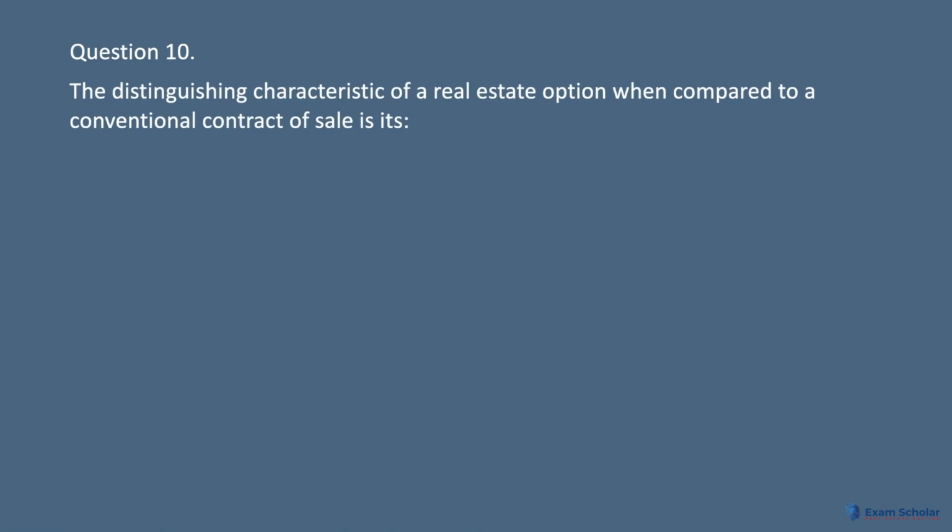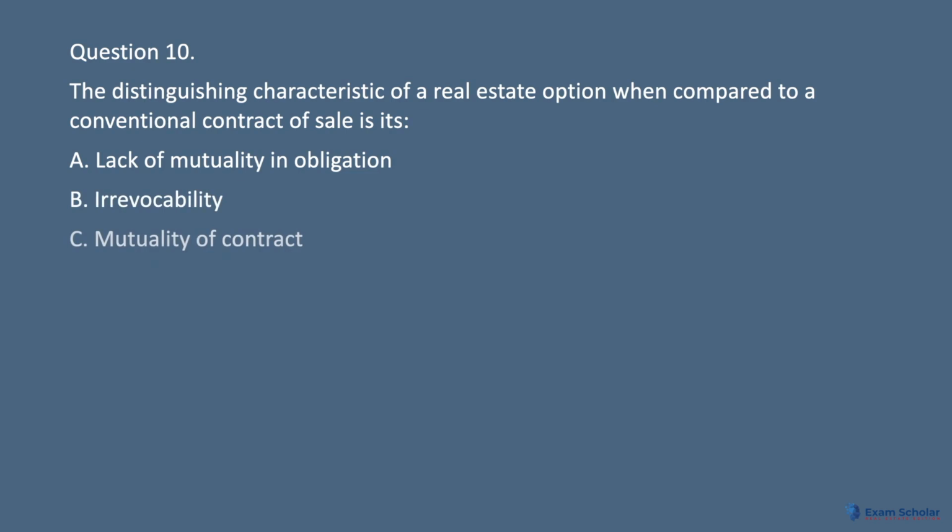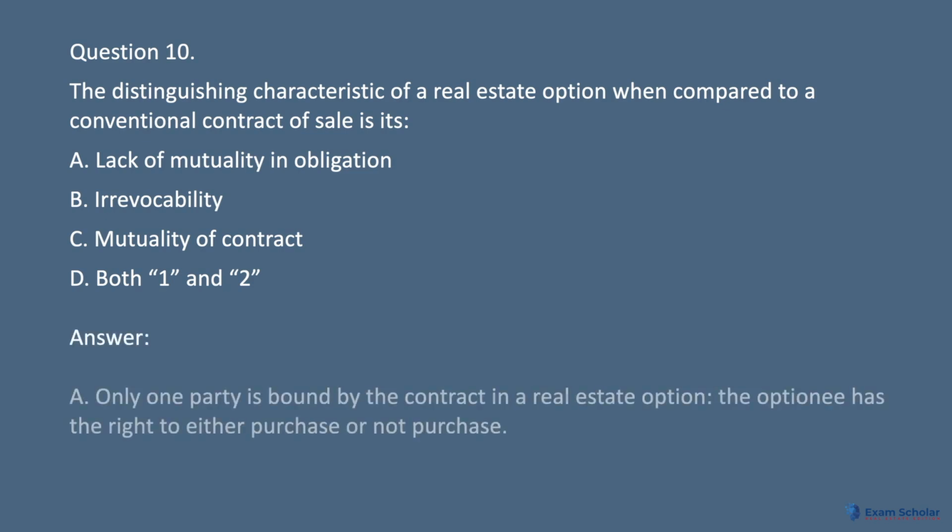Question 10. The distinguishing characteristic of a real estate option when compared to a conventional contract of sale is its A. Lack of mutuality and obligation. B. Irrevocability. C. Mutuality of contract. D. Both A and B. Answer: A. Only one party is bound by the contract in a real estate option. The optionee has the right to either purchase or not purchase.